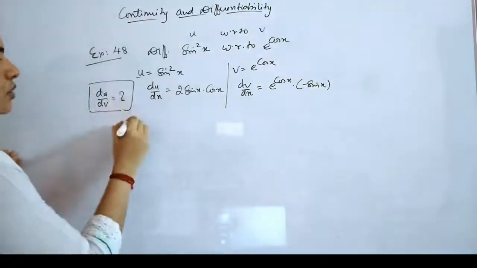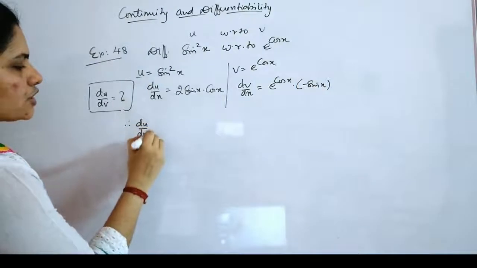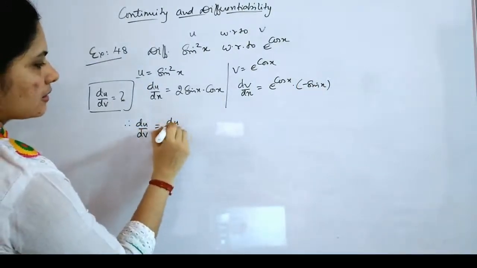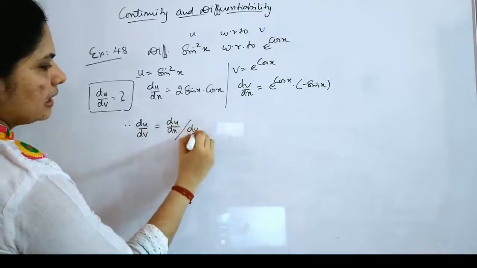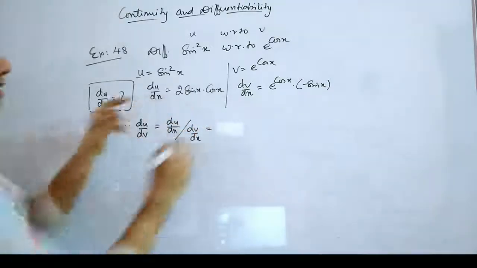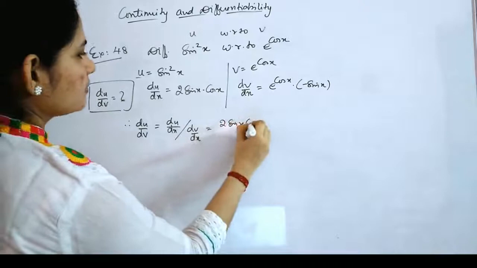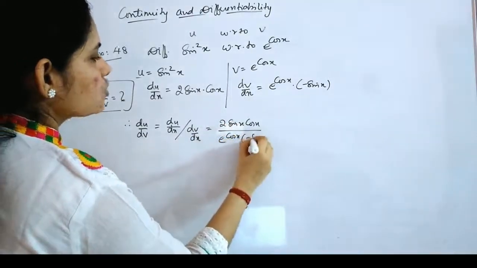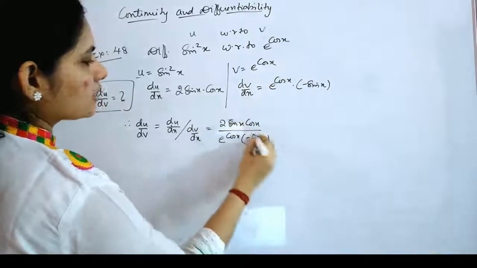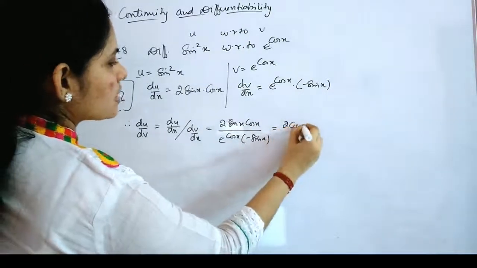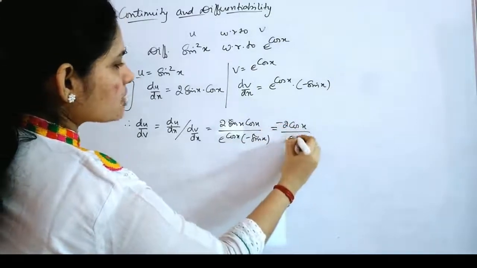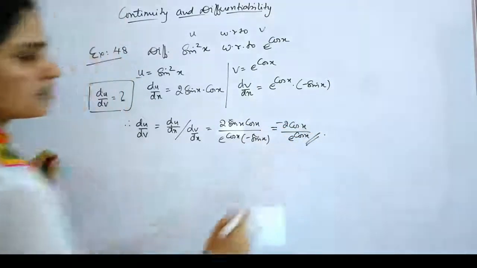Now therefore du by dv, which you want, is du by dx divided by dv by dx. What is du by dx? 2 sin x cos x divided by e raised to cos x into minus sin x. So this sin x you can cancel. You get 2 cos x. A negative sign is there. Minus 2 cos x by e raised to cos x.